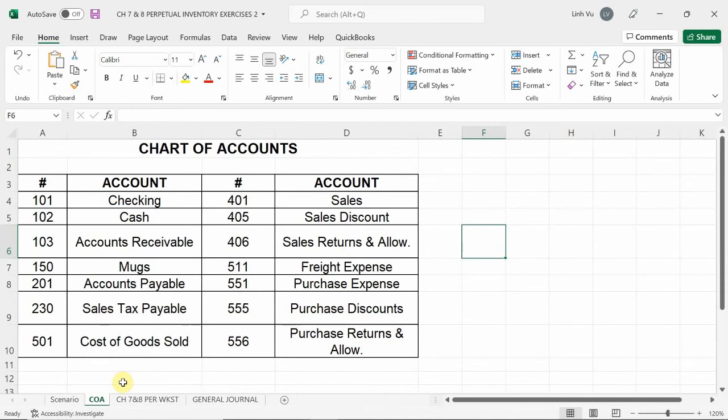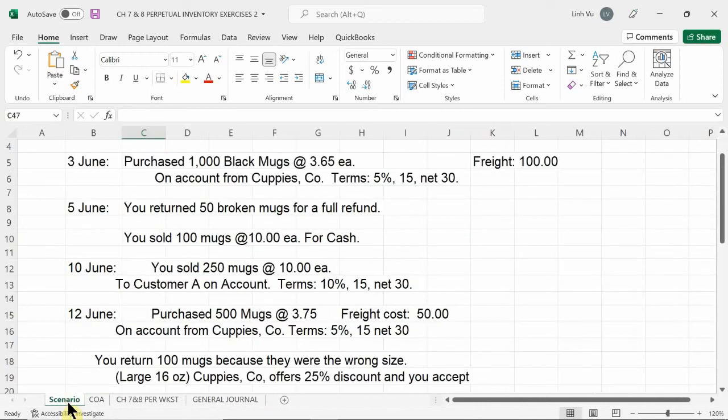So what should my journal look like? Sales and mugs, and sales tax. Okay, and what about how did customer A pay me? Checking. Okay, did they say that they sent me a check? Oh, it's cash. Did I say that we received cash? Wait, which one are we on? June 10. We sold 250 mugs at $10 each to customer A on an account. We sold 250 mugs on an account.